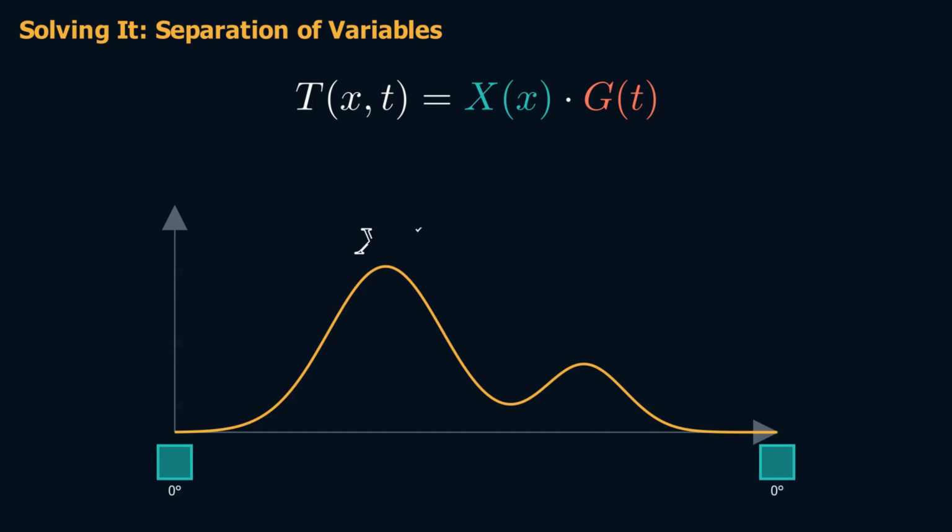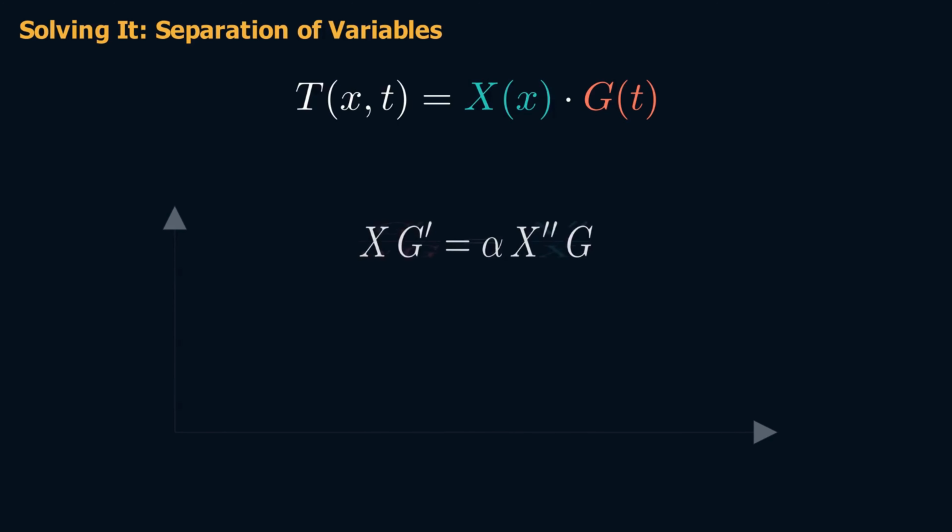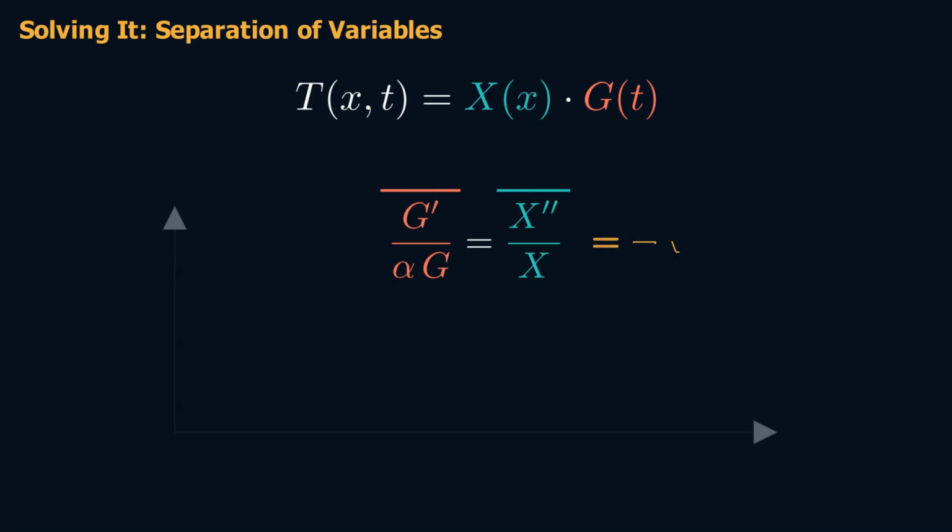Why guess that? Because of what happens when we substitute it into the heat equation. The time derivative only touches g. The space derivatives only touch x. Divide through, and something remarkable occurs. The left side depends only on time. The right side depends only on position. But they're equal. For every x, and every t.